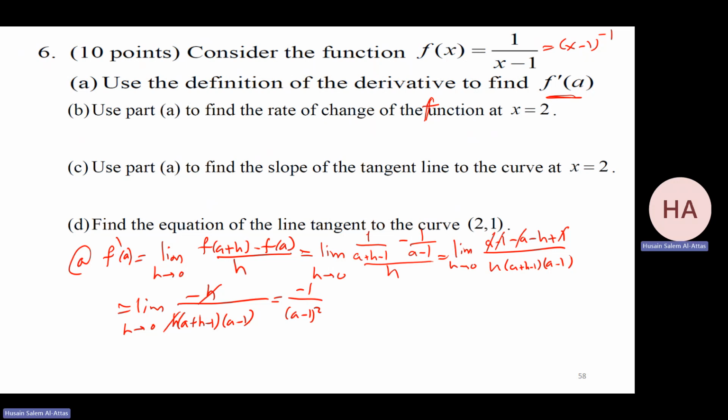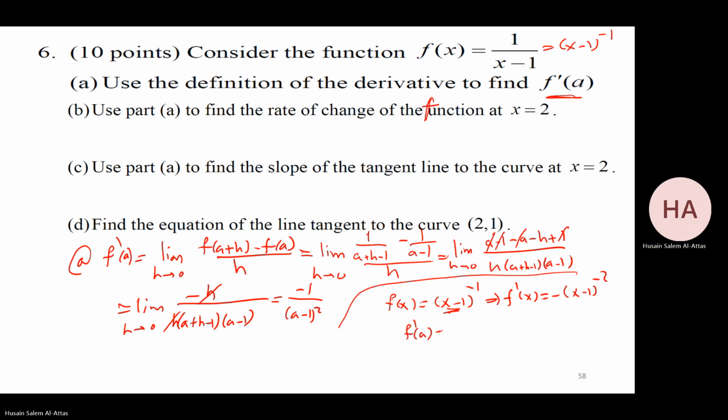By the way, if you know how to find the derivative. This is f(x). So it will be f'(x) = -(x - 1)^(-2). This is linear, and the coefficient of x is 1, so the chain rule will not make a change. So f prime at a will be -1 over (a - 1) squared.